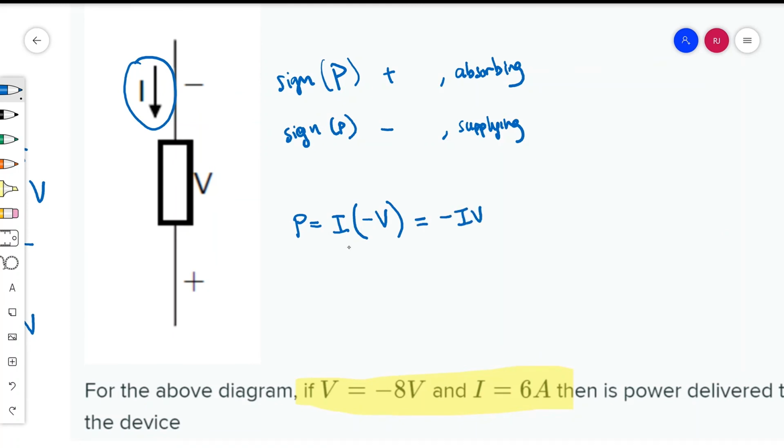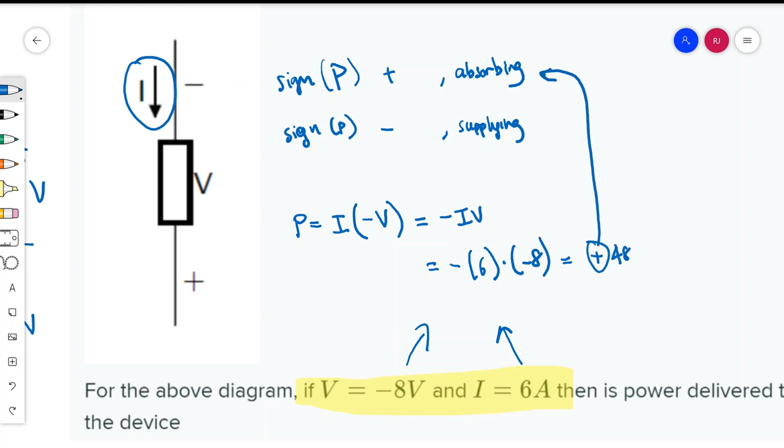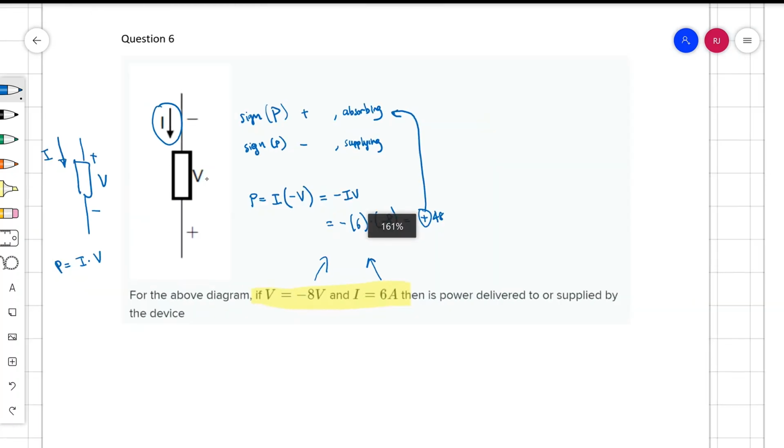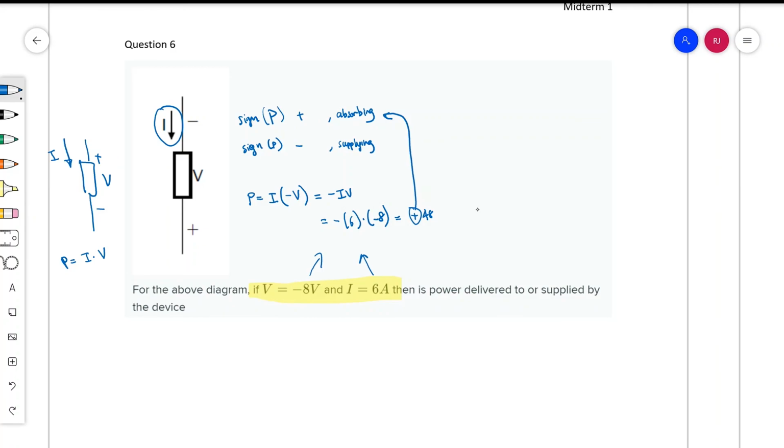and now we just plug in for V and I. So we would get that our power is equal to negative 6 times negative 8. And this gives us positive 48. We don't care about the 48. We see that it's positive. Therefore, we say that this device is absorbing power. Okay. So that should conclude question 6.